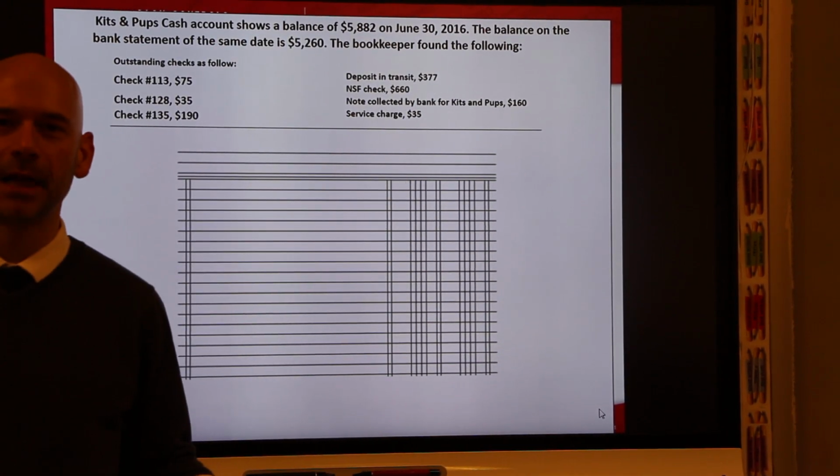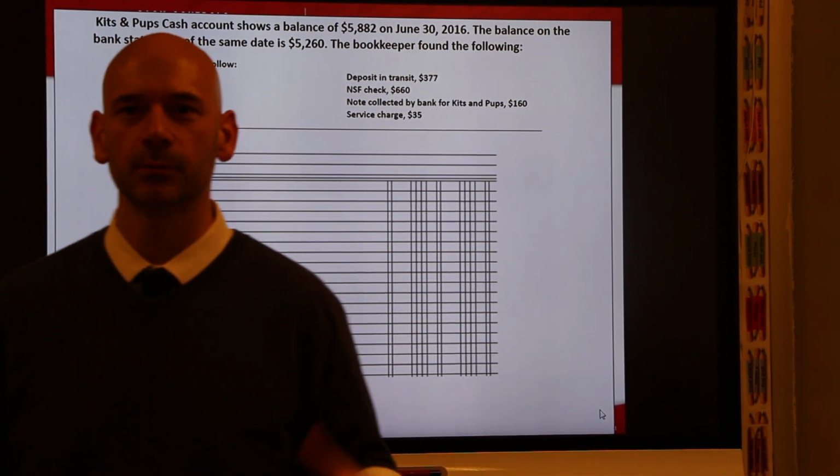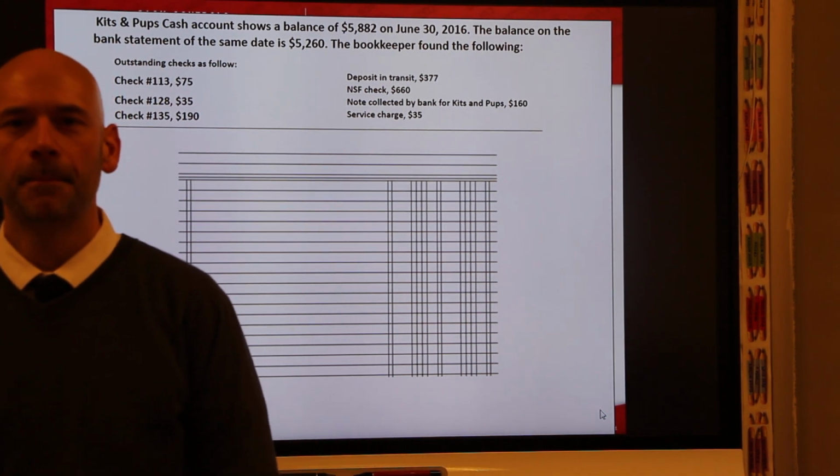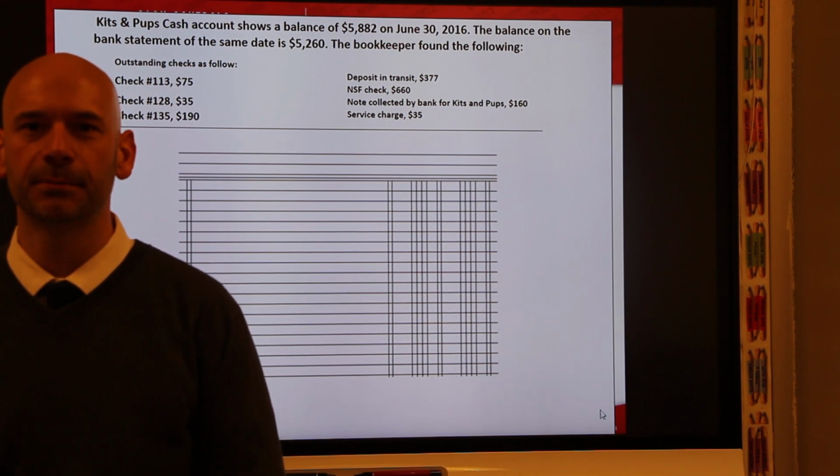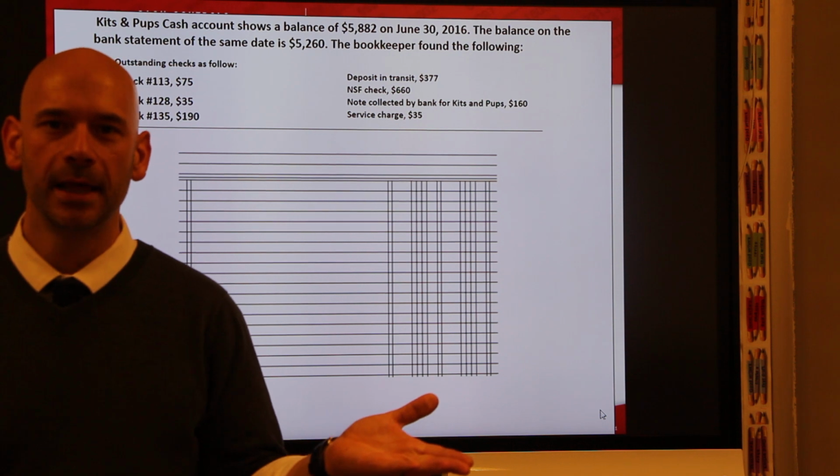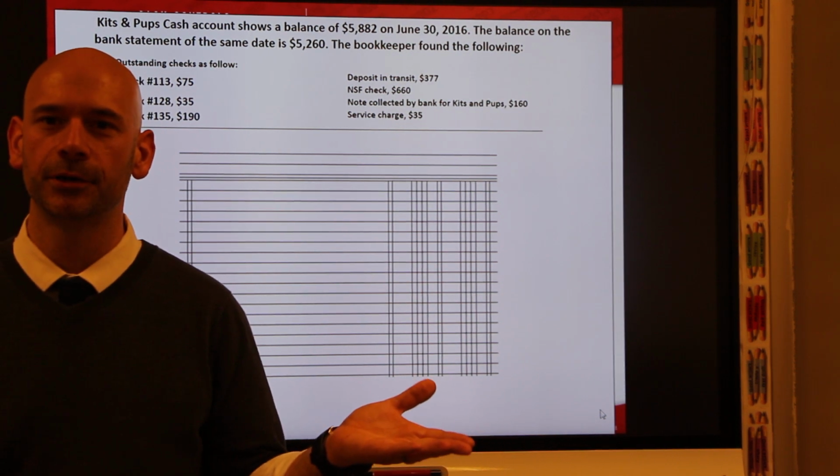All right, welcome to Chapter 11. In Chapter 11, we're going to be discussing what's called a bank reconciliation. A bank reconciliation is done at the end of the month to bring the balance that you have in your checkbook in line with the balance that you have on your bank account.